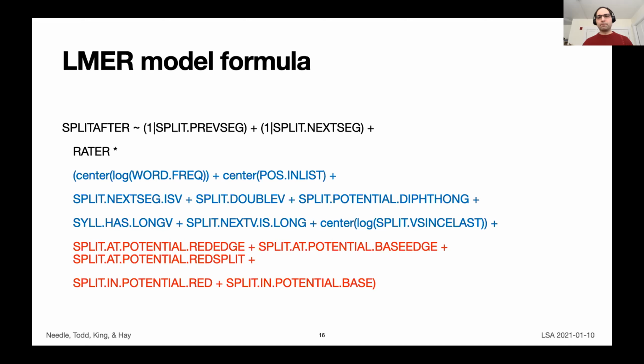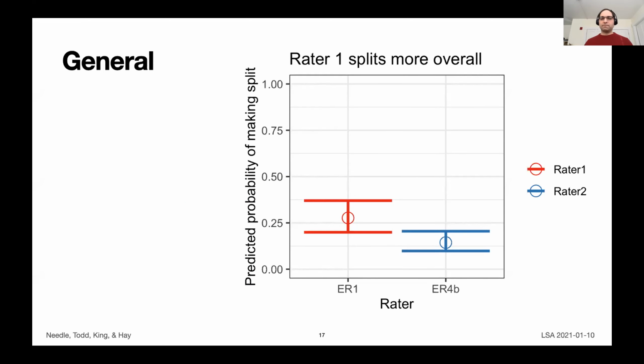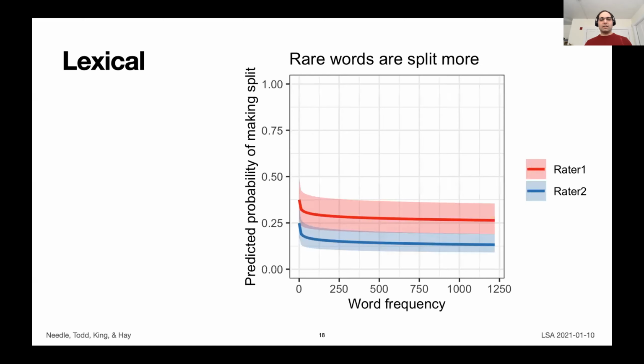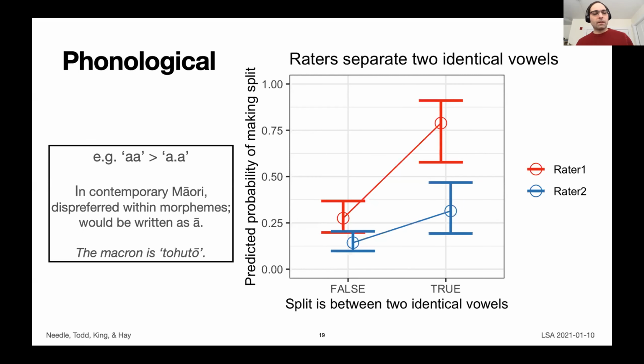With these general effects, you can see that Rater 1 has a higher overall rate of segmentation. And they both show a small effect of word frequency, which is probably localized on those extremely rare words, but again, not words that they labeled unfamiliar. We'll also see some of these phonological factors. Both raters tend to separate identical vowels, like a sequence of two a's. Within a morpheme in contemporary Maori, two a's would be written as a with a macron, which is called a tohutō. This sequence can, however, occur at morpheme boundaries, so it likely provides a boundary cue.